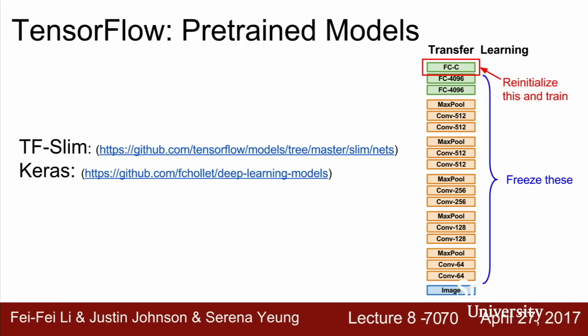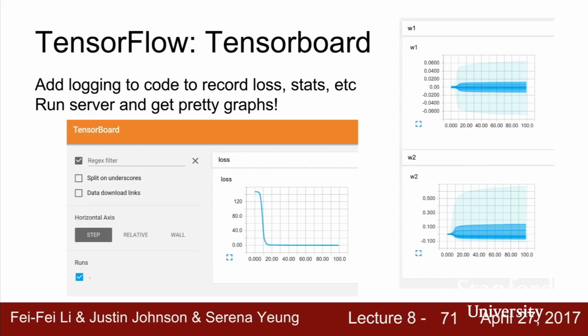TensorFlow has pre-trained models. There's some examples in TF-Slim and in Keras, because remember, pre-trained models are super important when you're training your own things. There's also this idea of TensorBoard, where you can add sort of instrumentation to your code and then plot losses and things as you go through the training process.